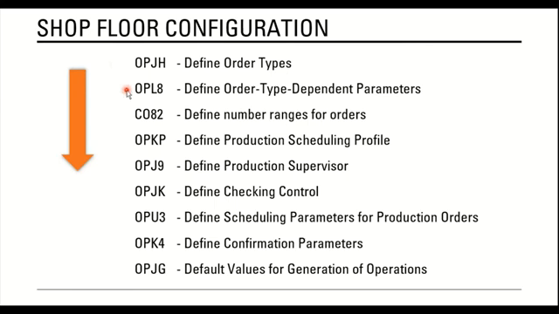And next we have order type dependent parameters, which can be navigated through SPRO or directly by using the transaction OPL8. The order type dependent parameters are based on the combination of the order type and the plant. You can create the production order type, for example PP01, and the same order type can be used in multiple plants. But each of those plants might have different requirements, and that can be made unique based on the plant and order type combination under the order type dependent parameters.